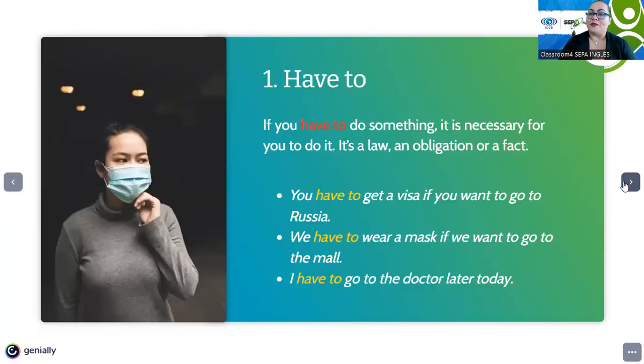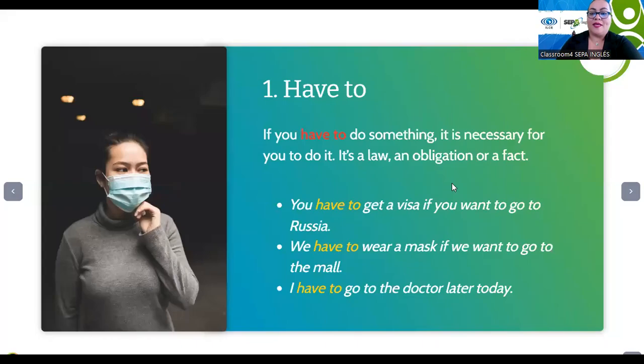Have to. If you have to do something, it is necessary for you to do it. It's a law, an obligation, or a fact. Example, you have to get a visa if you want to go to Russia. We have to wear a mask if we want to go to the mall. I have to go to the doctor later today.